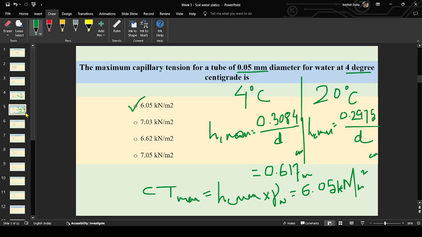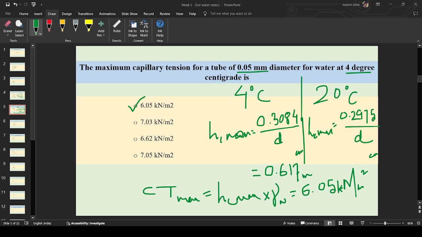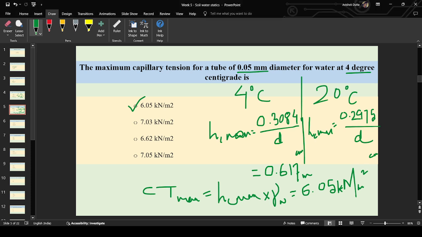Okay, so here the answer is 6.05 kilonewton per meter square. This is the maximum value of capillary tension. Okay, next question.